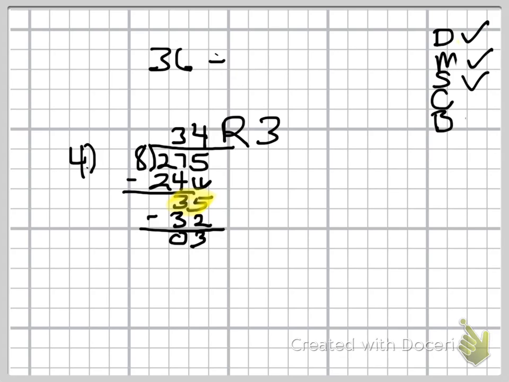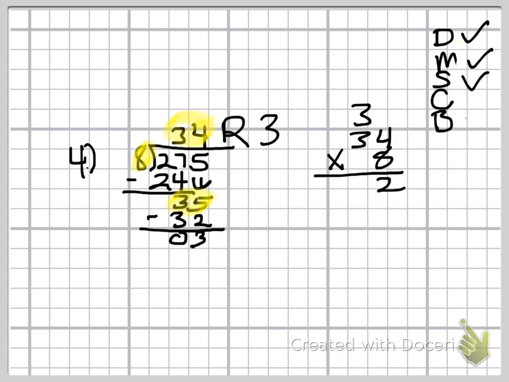So if I take what I found, my answer, and I multiply it by my divisor, I should end up with a number that's pretty close to 275. We'll see what happens. 34 times 8. 4 times 8 is 32. Put my 3 up there. 8 times 3 is 24. Plus 3 more is 27. That took a second.